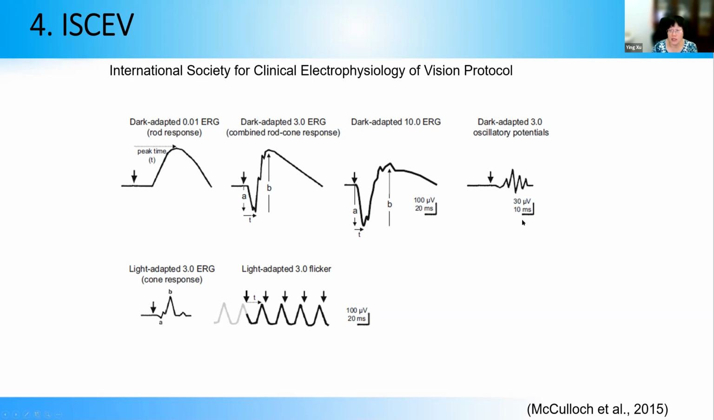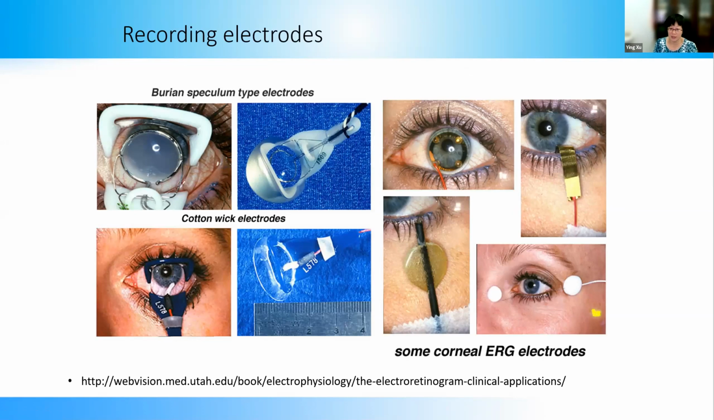Also, during the dark-adapted condition, OPs will be isolated by applying a high pass filter. Then they light-adapt the patient and get a cone response, and with a 30 Hz flicker, the cone response is further isolated. So that's the ISCEV protocol. For the recording electrode, I searched online and found all types of electrodes. But since I started to record from monkeys recently, I found that this kind of recording electrode is commonly used now in the clinic.